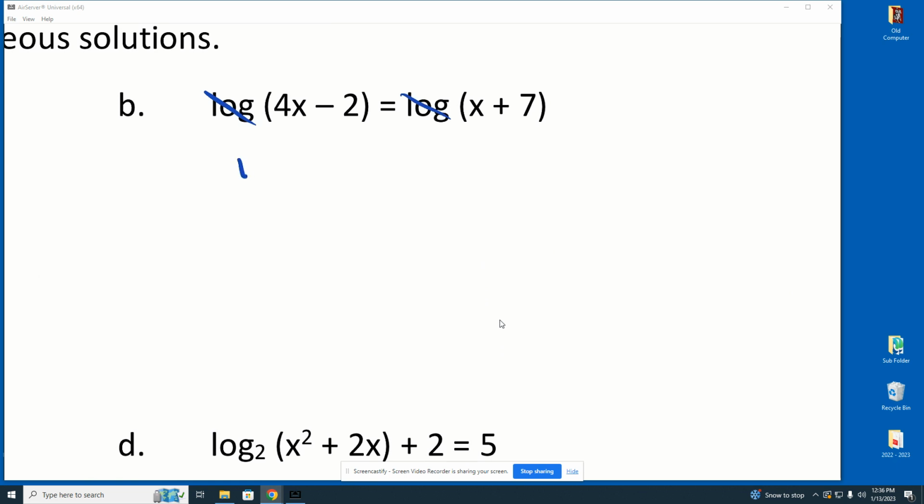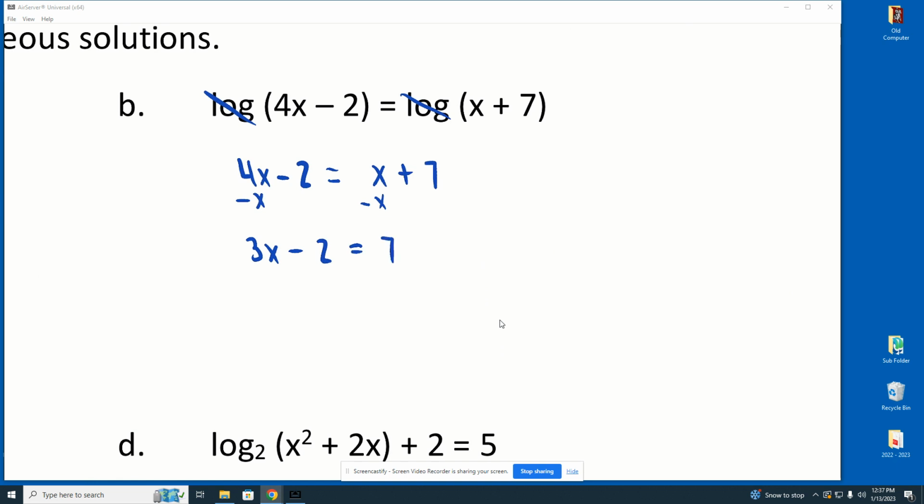And that will allow us to take the 4x minus 2 and set it equal to x plus 7. And now we're just solving a simple equation. How do you do that? Yep, we're going to get our variables together and then isolate it, right? So personally, which one would I move, 4x or x? So I'm going to subtract that x. What is 4x minus x? So 3x minus 2 equals 7.